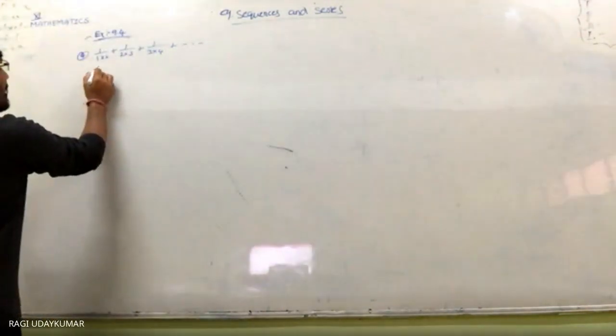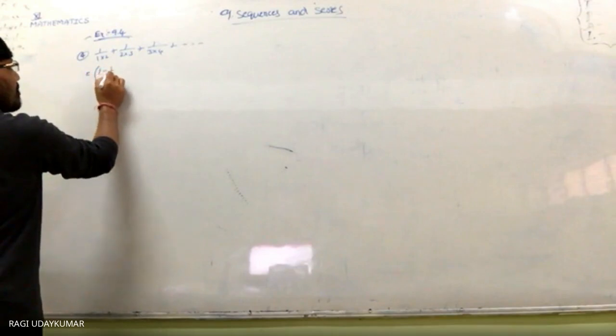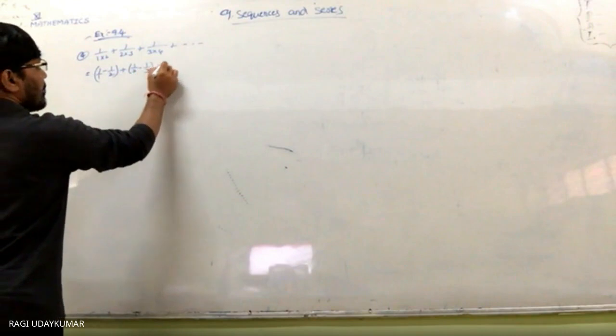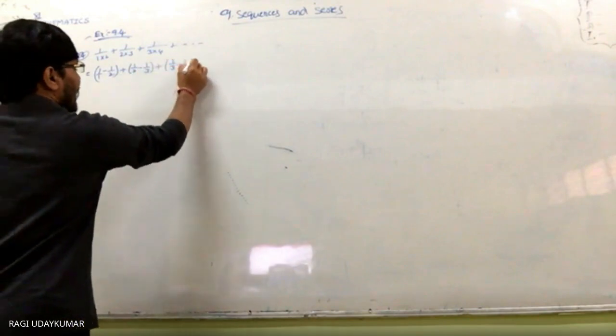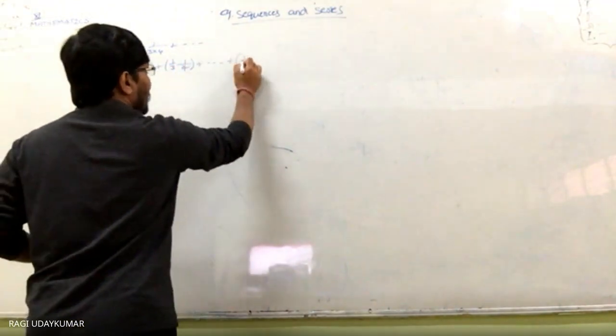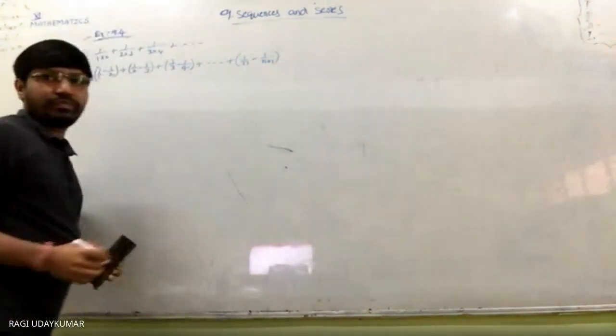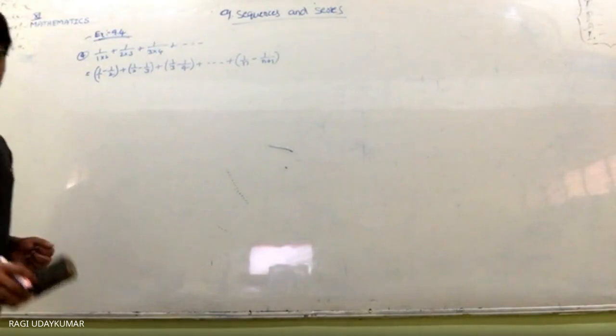So this can be written as 1 by 1 minus 1 by 2, 1 by 2 minus 1 by 3, 1 by 3 minus 1 by 4, and n terms to be taken, up to 1 by n minus 1 by (n plus 1). N terms whenever you are taking into consideration.